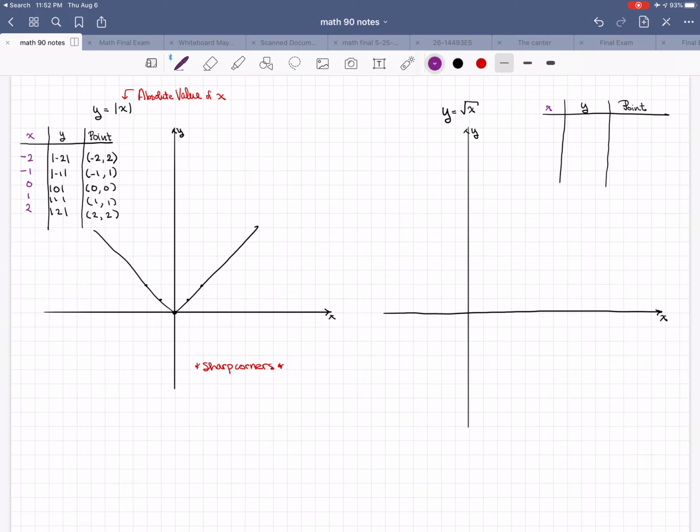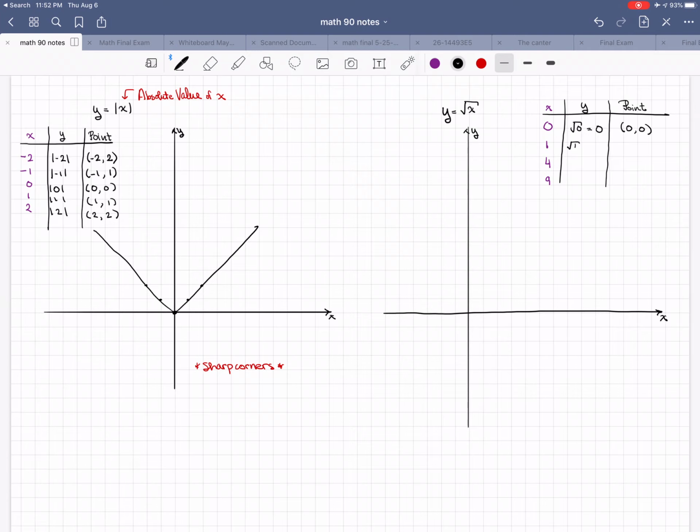So when I go to pick my values for x, I'm only going to use reals. And to make life a little bit easier on myself, I'm going to use perfect squares. So I'm going to use 0, 1, 4, and also 9, just to see what it becomes. All right, so what do we have here? The square root of 0 is 0, so this graph goes through the origin.